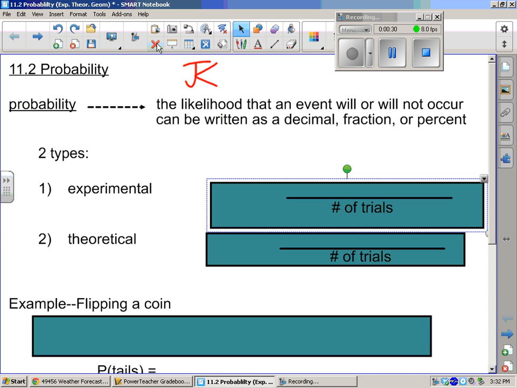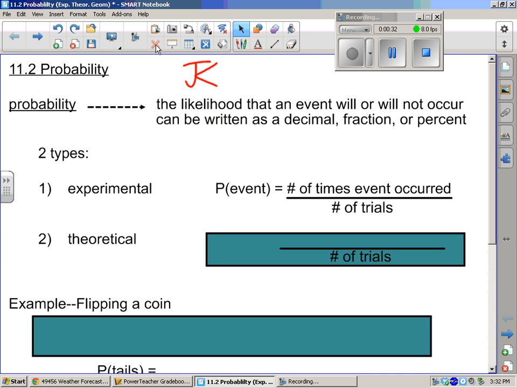Alright, there's two types: experimental and theoretical. Experimental means the number of times an event occurs over the number of trials. Trials means how many times you do something. Also, this is the notation for probability of something happening: capital P and then whatever event you're talking about goes in the parentheses. We're going to use that a lot.